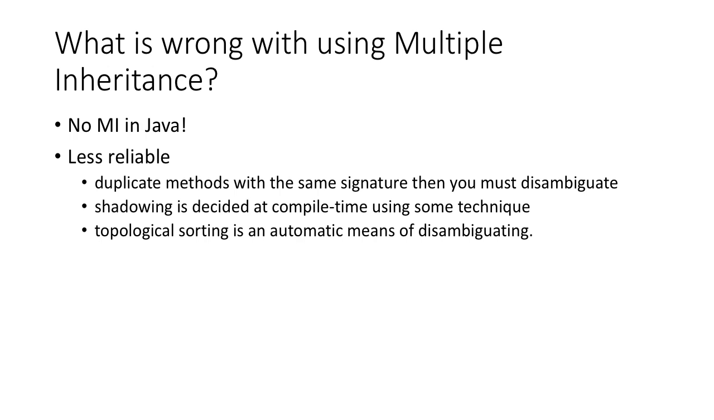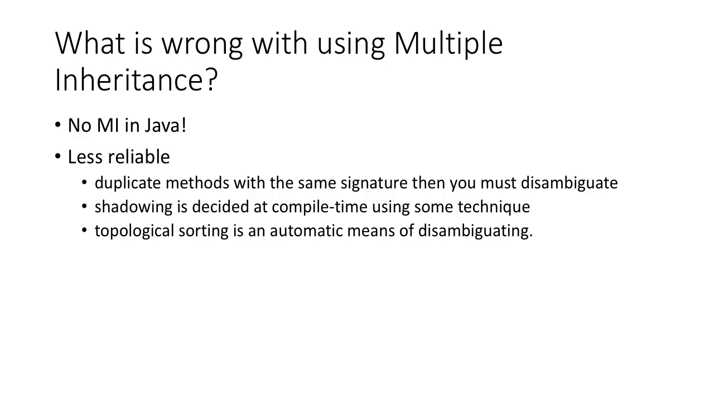So why not just use multiple inheritance? Well, we don't have multiple inheritance of implementation in Java, only multiple inheritance of specification, which we get by multiply inheriting interfaces. It's less reliable to have multiple inheritance.